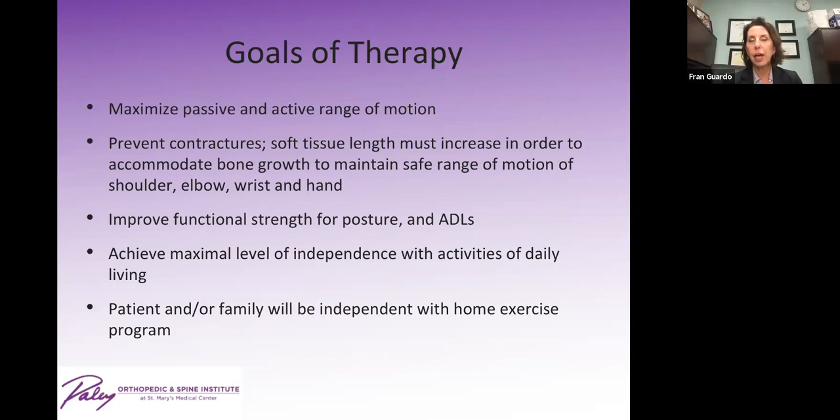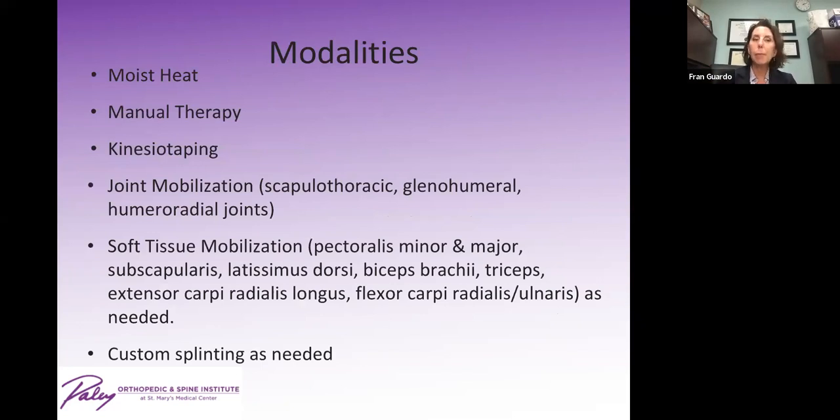We want to make sure that they're able to do their activities of daily living, and that they're able to dress and eat and go through life with as minimal issues. You want to make sure that the patient and the family, as I've already said, are independent with their home exercises. That is absolutely critical, because whether they're staying local with us or whether they're going back home, they need to be on board with that and comfortable with that. So what type of modalities do we use with this population?